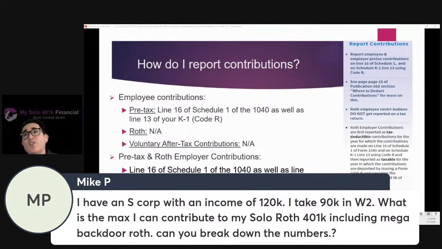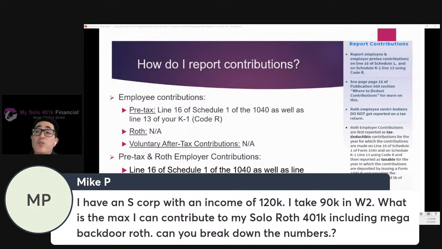Definitely. So let's assume we're talking about 2025. Let's assume the individual is under 50. Let's assume that they don't contribute to another plan, like a day job 401k plan. So they're going to be able to contribute 100% of the wages, dollar for dollar, up to $23,500 as a Roth Solo 401k employee contribution.